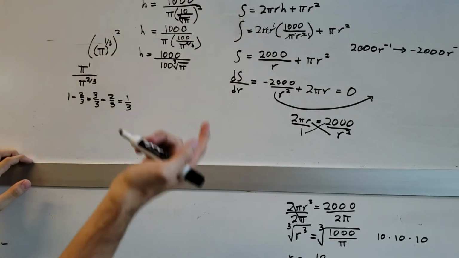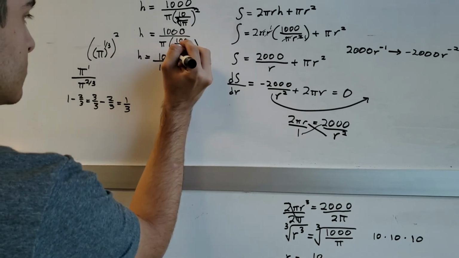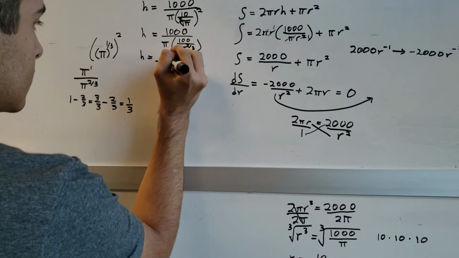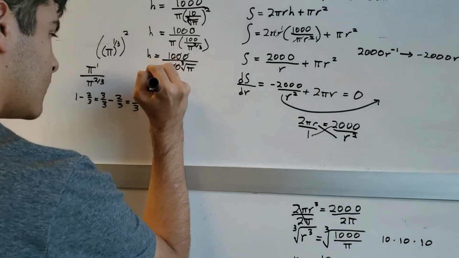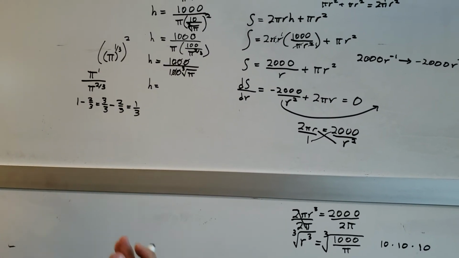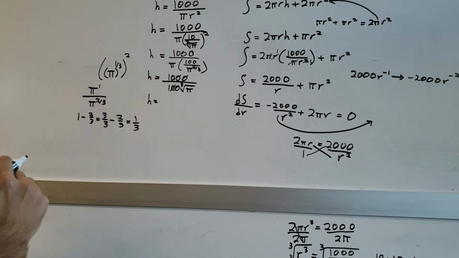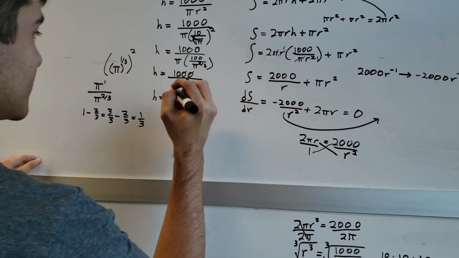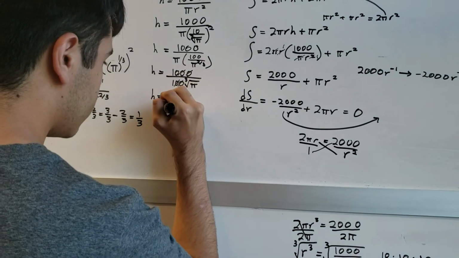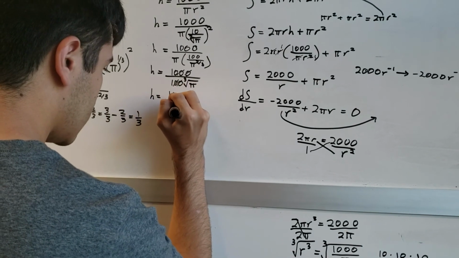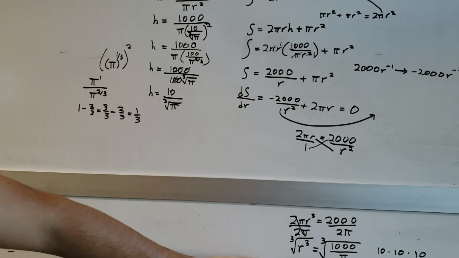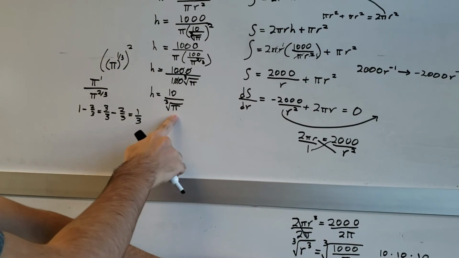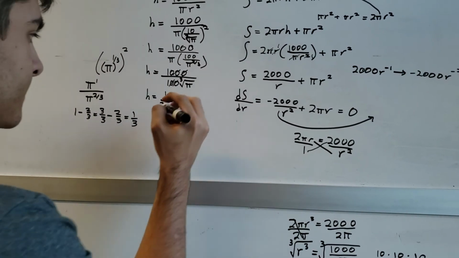And last but not least, we simplify this, right? So zeros go away. And then you just have a 1 on the top. So the height of our Coca-Cola can, I guess, is going to be 10 over the cube root of pi. And then, now that we have our radius in centimeters, it makes sense to have our height in centimeters as well.